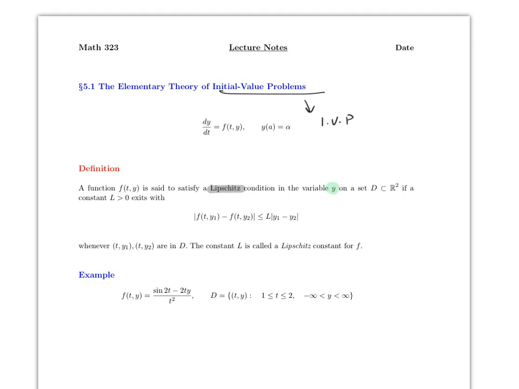So if the function evaluated at y1 and y2 is less than or equal to the absolute value of y1 minus y2 times a constant, then this function satisfies the Lipschitz condition, where these two points have to be inside the set D. And L is going to be called the Lipschitz constant for f. Again, just be aware that the Lipschitz condition is specifically for the variable y.